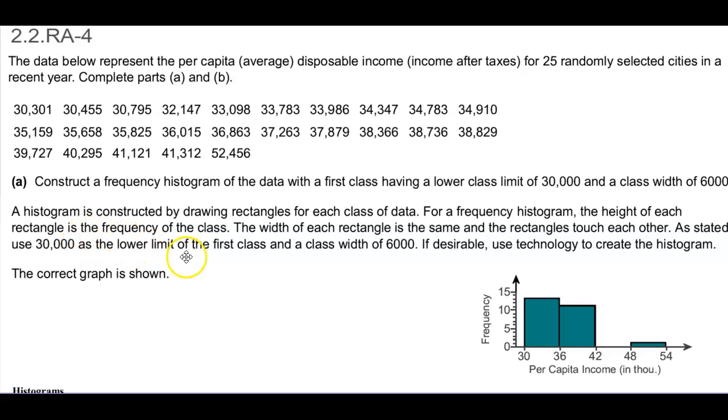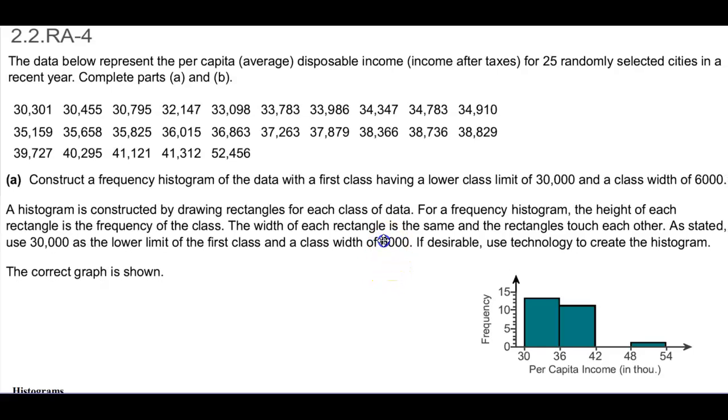Now a histogram is constructed by drawing rectangles for each class of data. In a frequency histogram, the height of each rectangle is the frequency of the class. The width of each rectangle is the same and the rectangles touch each other. So as stated, use 30,000 as the lower limit of the first class and a class width of 6,000. If desirable, you can use technology to create the histogram. So let's go ahead and open this up.